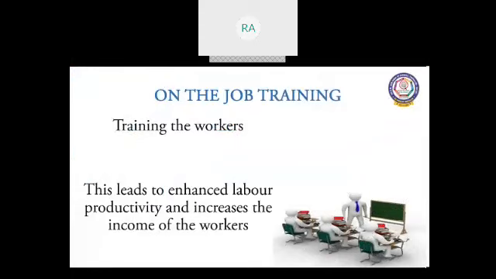The third source of human capital formation is on-the-job training. It means training the workers when they are on job. There are different categories of workers. Some are highly skilled, some are skilled, and few others unskilled workers.